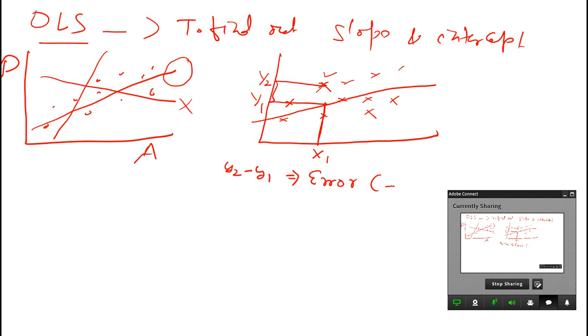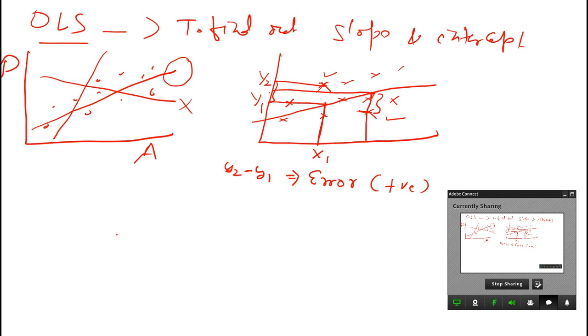And this is a positive error, right? Take this point. The house price predicted by the regression line is this point, but the actual price is this point. So what is the error? This is the error. That's a negative error, because the data point is lying below the regression line.